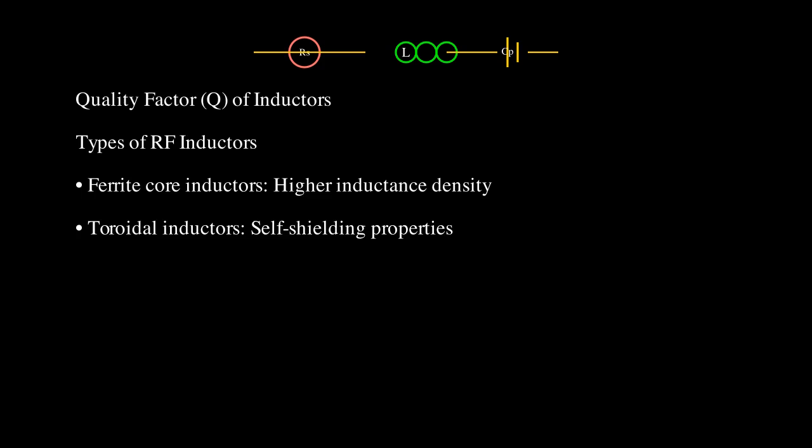The magnetic field is contained within the core, reducing interference with nearby components. They also have lower external magnetic fields, which is important in sensitive RF circuits.